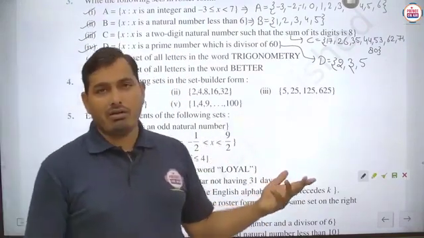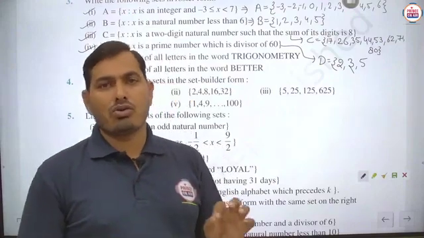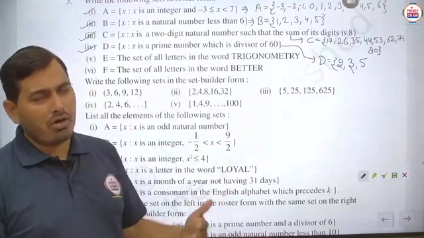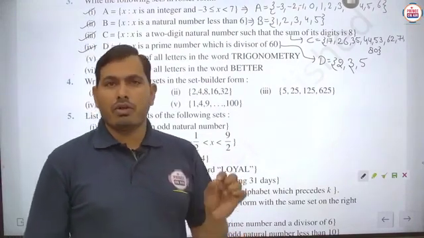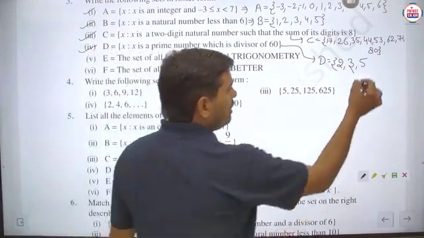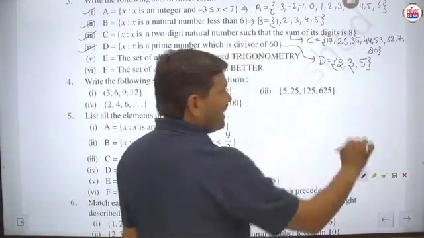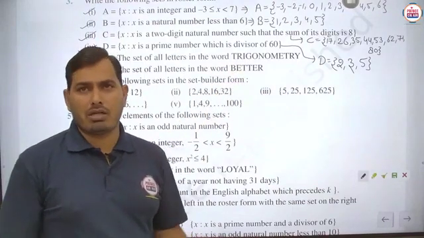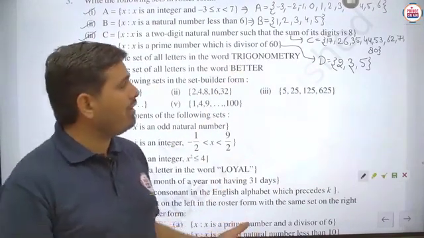After that, 7 is a prime number, but it is not a divisor of 60. Is it clear? And after that, students, no other prime number will be available which is a divisor of 60. Is it clear? So for this question, we just have to know about prime numbers, and we can check whether the given prime number is a divisor of 60 or not.